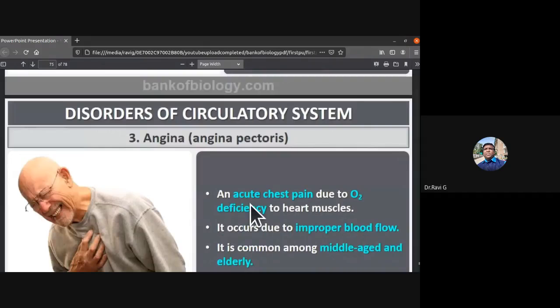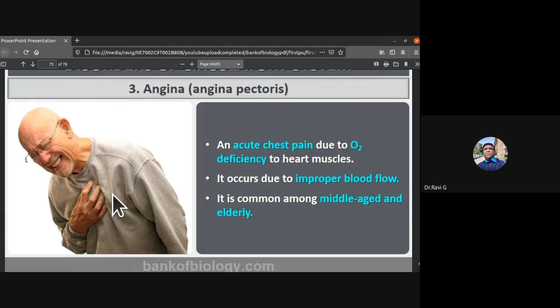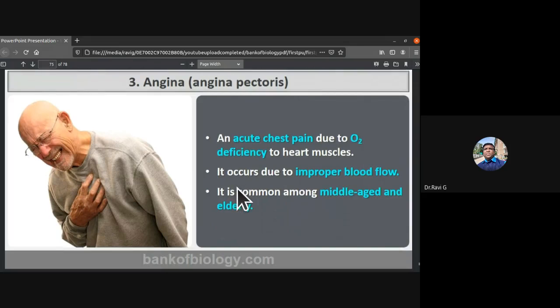Angina pectoris is an acute chest pain due to oxygen deficiency to the heart muscles. It occurs due to improper blood flow. It is common among middle-aged and elderly people.